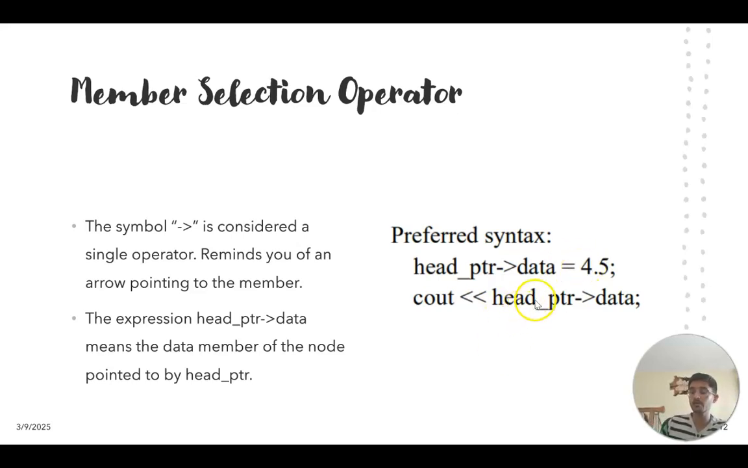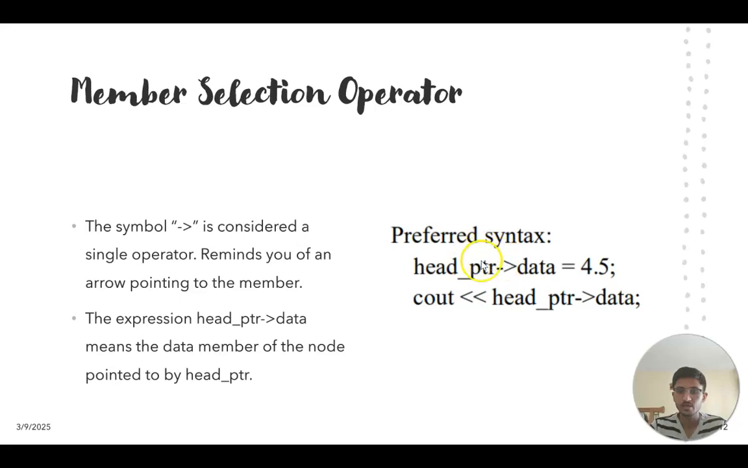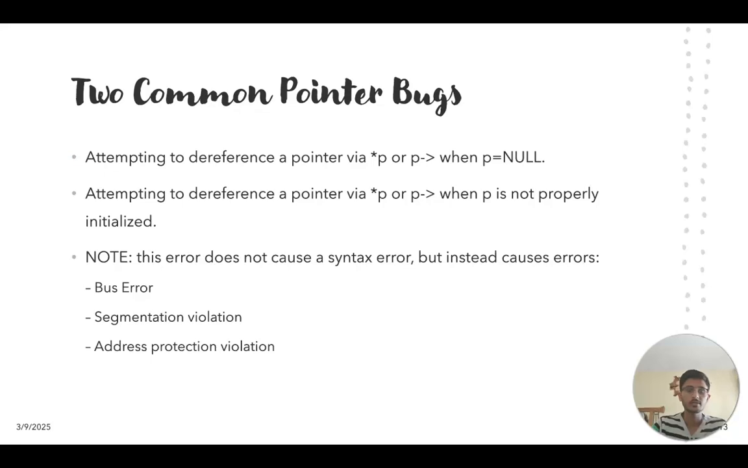Now if we want to print out this data, we could say head pointer, arrow mark, data. So that's like a reference to the data point. This is really important. The arrow mark you see over here is actually referencing the next, and that's going to help us access the next nodes.